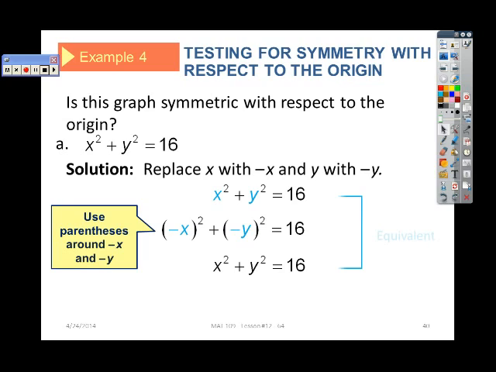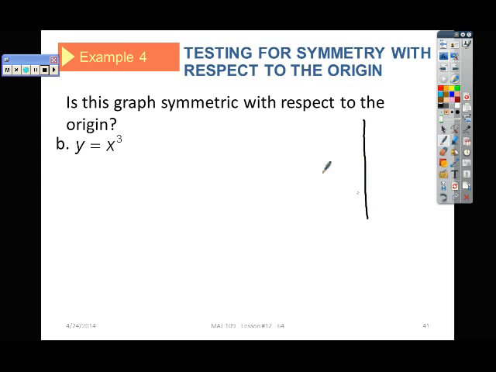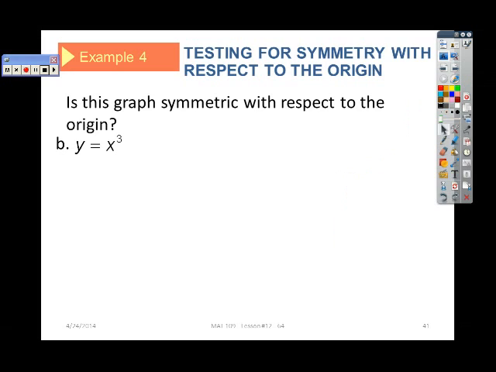Well, let's take a different one. Let's take that one. Remember the shape of that one? The cube. The cube looks something like this, sort of an S shape going through the origin. Let's test symmetry with respect to the origin. Replace both x and y with their negatives.